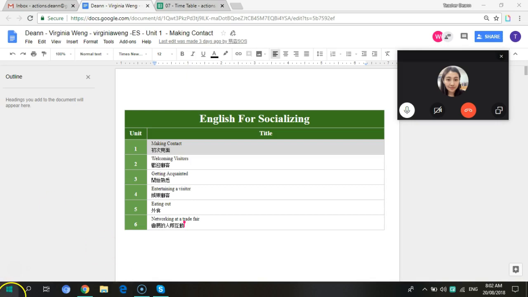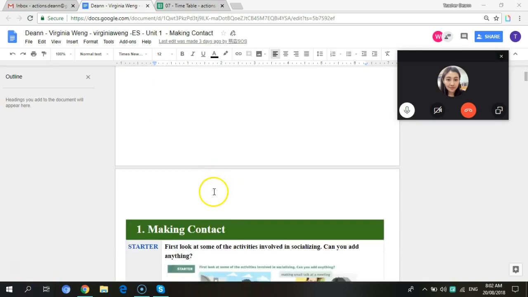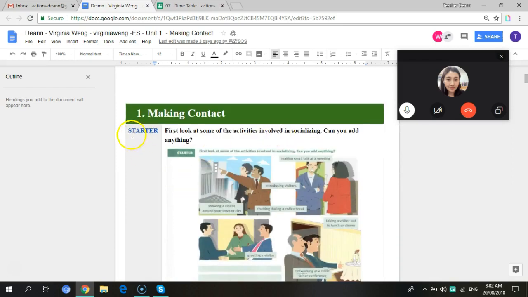Okay, so this time we will have Unit 1 for English for Socializing. That is making contact. Now let us go to the next page. That is the start of making contact. Now for the starter, can you see the starter?